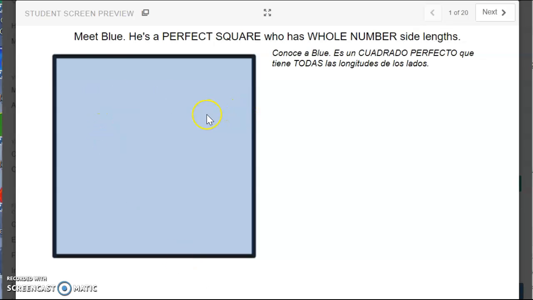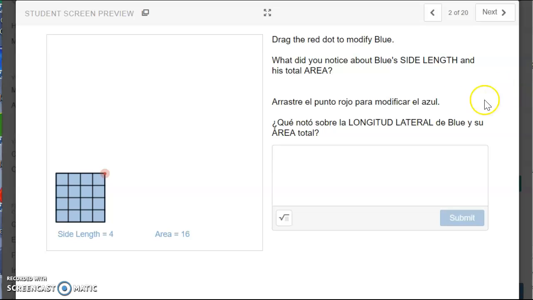Okay, the first card says Meet Blue. He's a perfect square who has a whole number side length. You just need to read that, then move on. Drag the red dot to modify Blue.